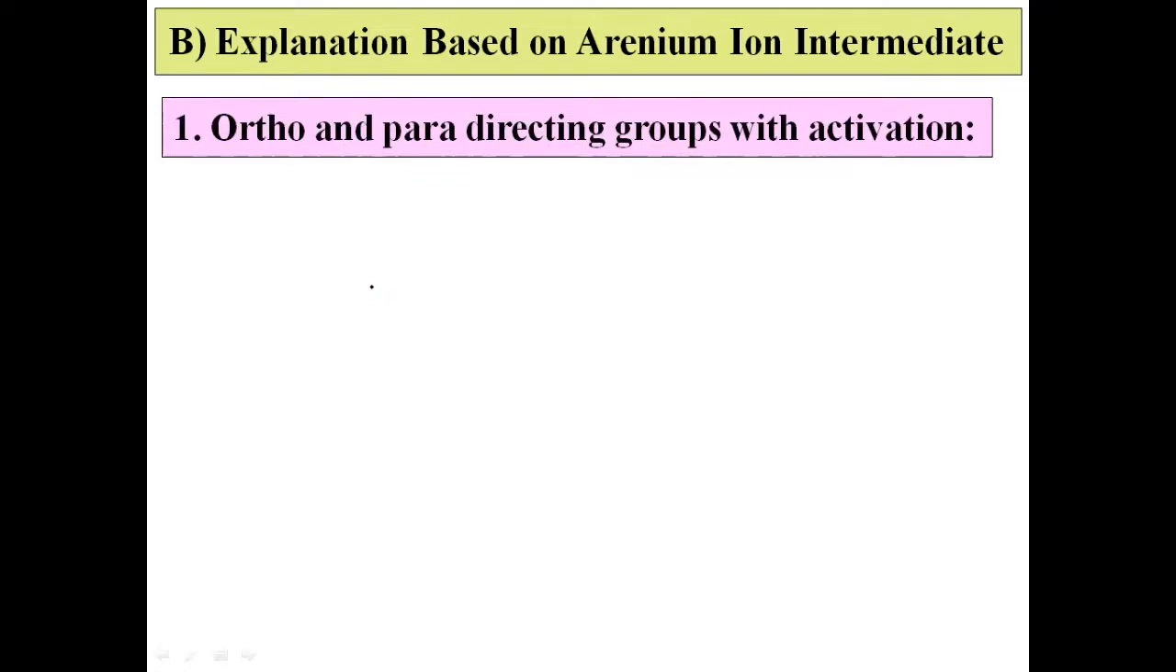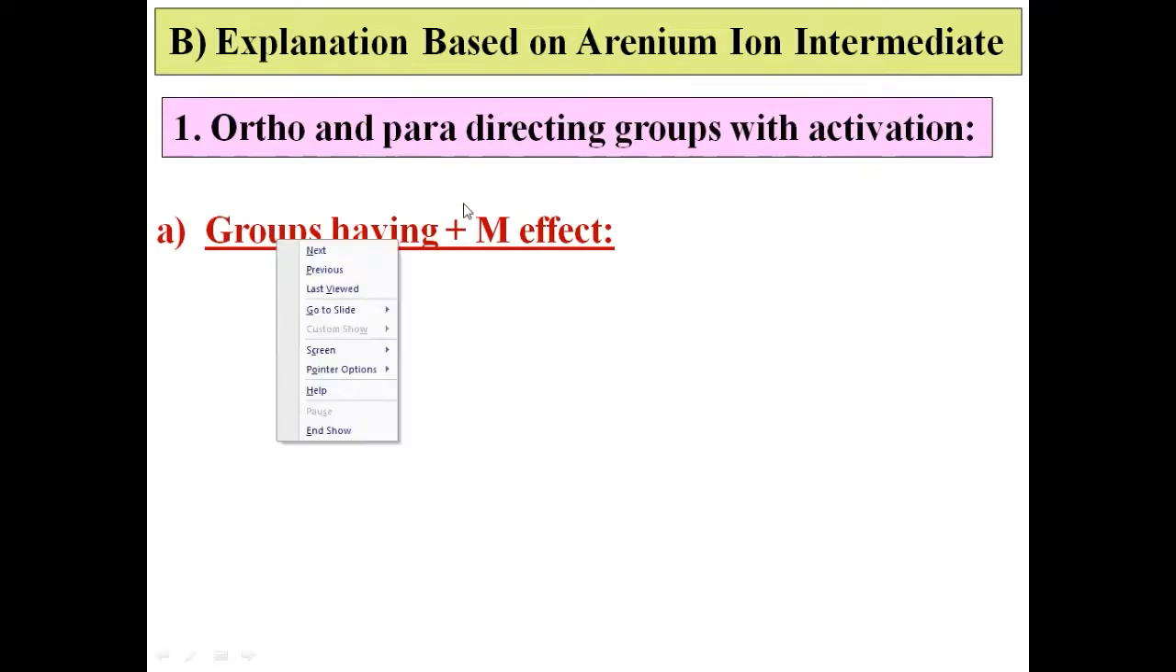In that category, again, there are two subclasses. One is the group having plus M effect, the electron donating mesomeric effect, and the second is the group having plus I effect. Alkyl groups have plus I effect, the electron donating inductive effect. Now, let us see first the electron donating mesomeric effect.